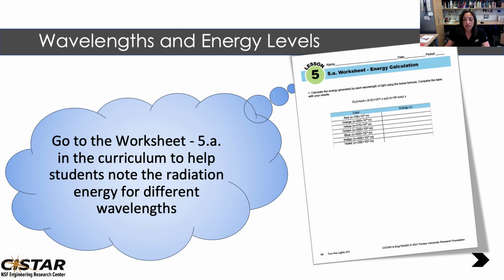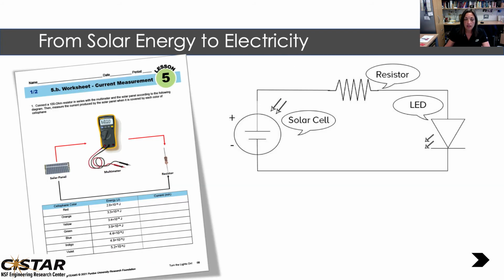After the calculation, tell students that we are going to do an experiment with a real solar panel to see how different wavelengths or frequencies can generate different amounts of electrical current. This experiment is covered in part 2 of the activity video for lesson 5. You will find the link below for this video. You can pause now to go and watch it or watch it after this video.